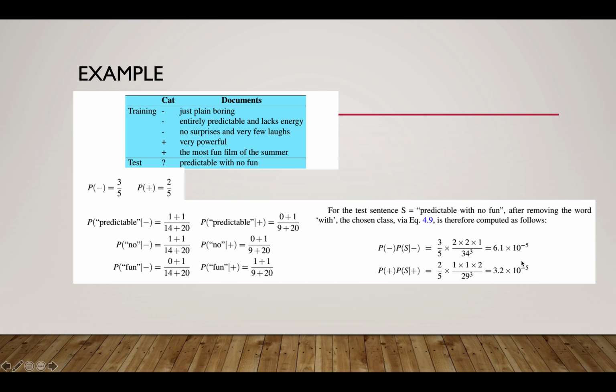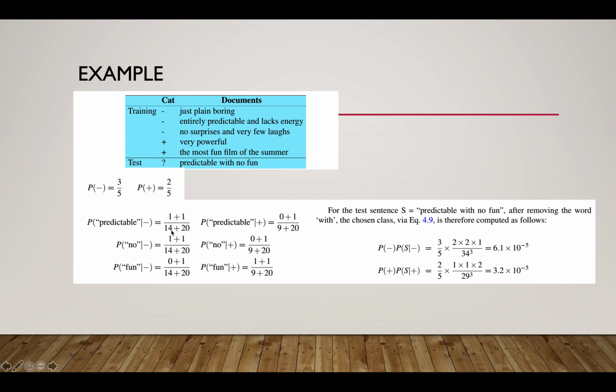Okay, and then we'll finish up. So the probability that predictable is negative. It occurs once, and then we're going to put the +1. Remember, we're doing that for all of them. See all the +1s, to account for when we have these zeros. That's not very good, right?